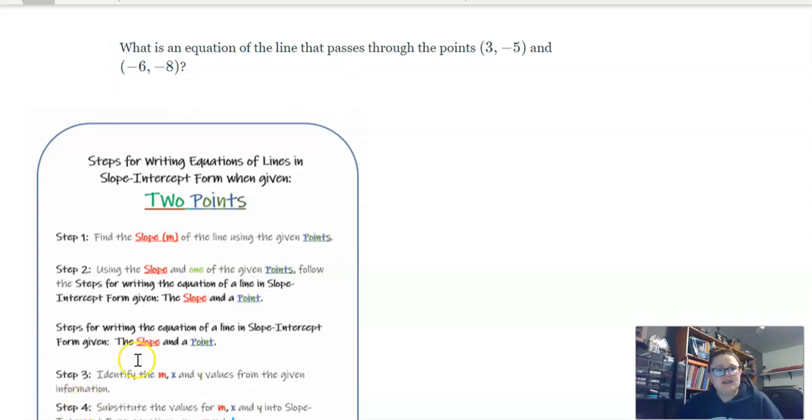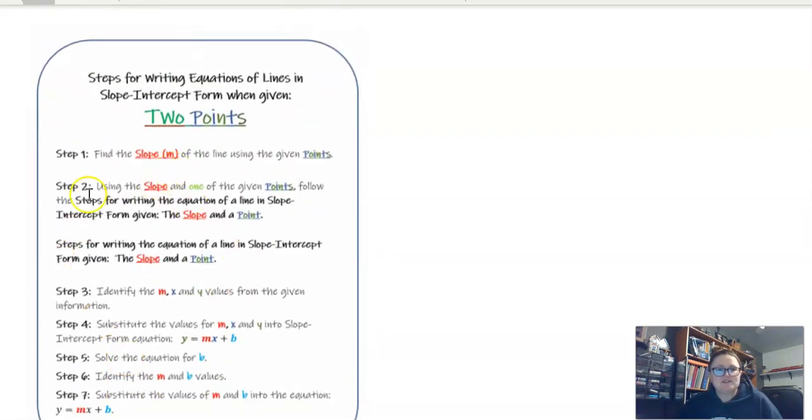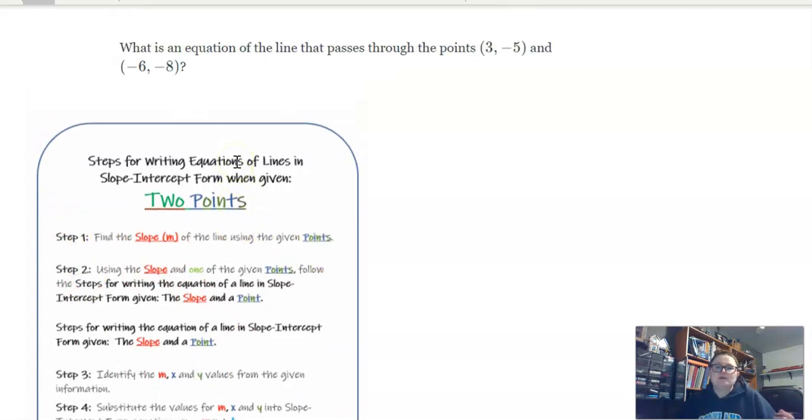So for those of you who like steps, here's the steps that you should do. You should start by finding the slope using the points, which is something you already know how to do. Now I recommend using the table method. You can also use the slope formula, y2 minus y1 over x2 minus x1 if you prefer. Just remember it's y's over x's.